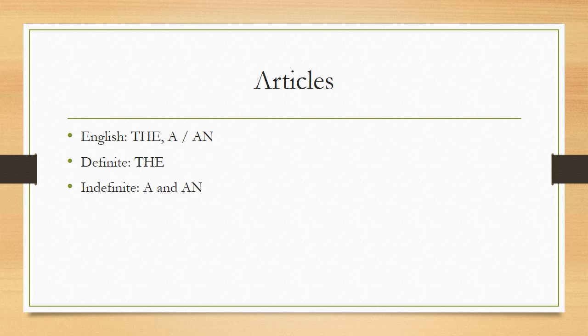The indefinite ones are a and an, and that's just if I saw a blimp on the way home today. Just any blimp, nothing special. So those are the articles. The definite article, the, and the indefinite articles, a and an.